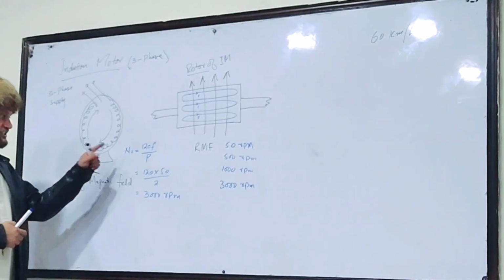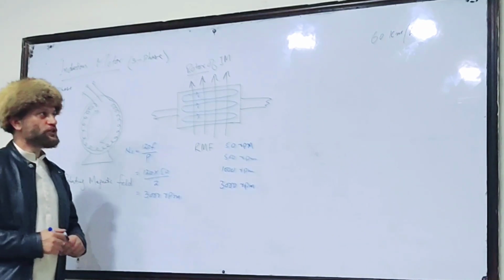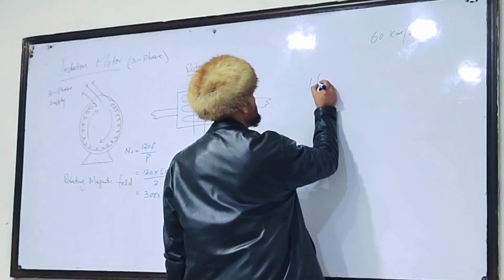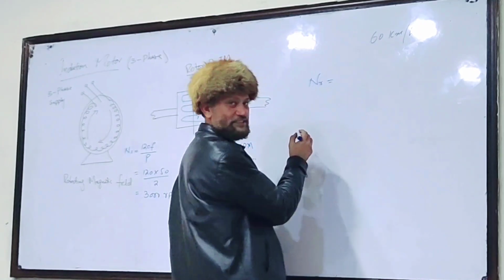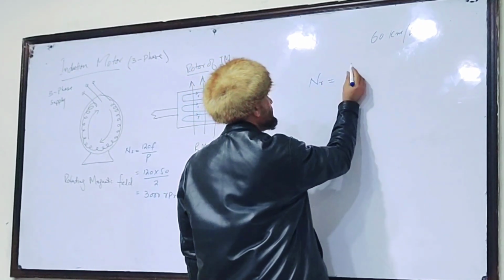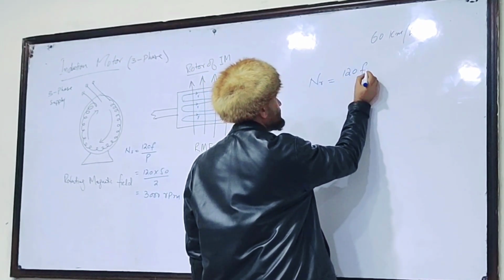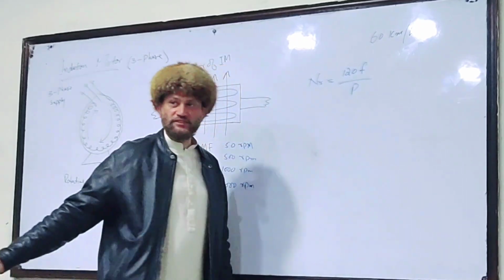The synchronous speed, the global formula, and the rotor speed: how is it calculated? It is 120 f divided by p. Same formula.